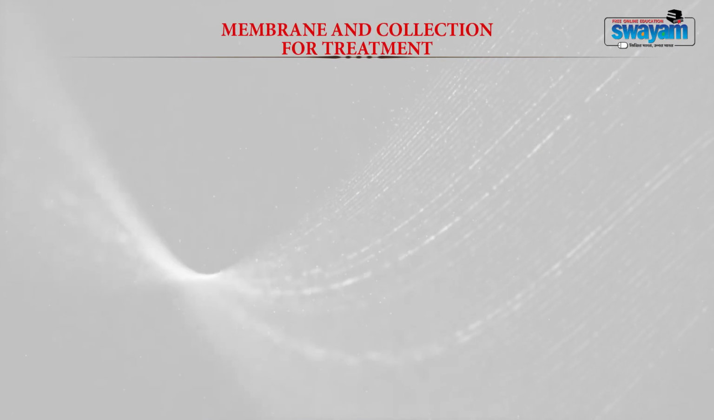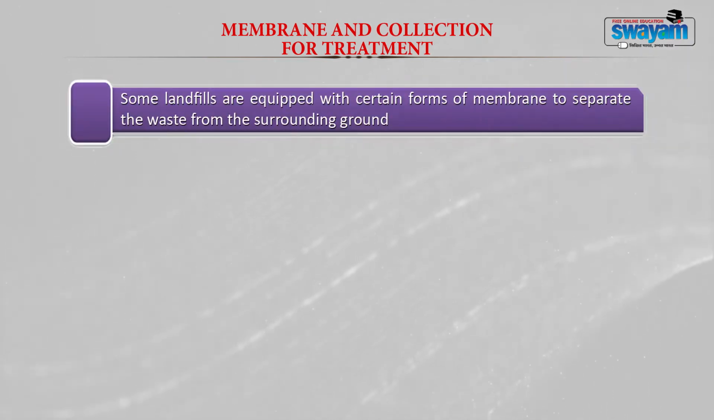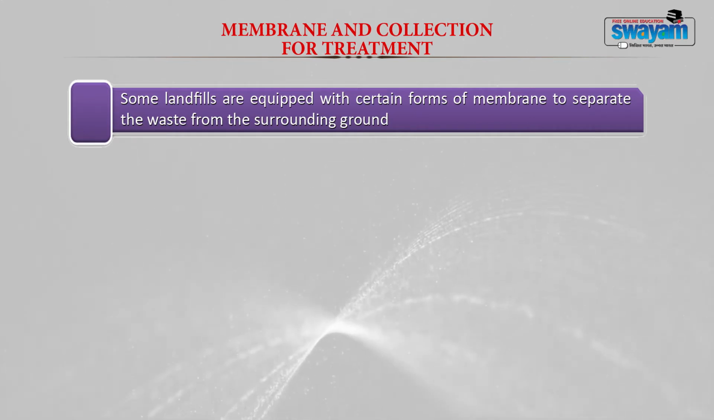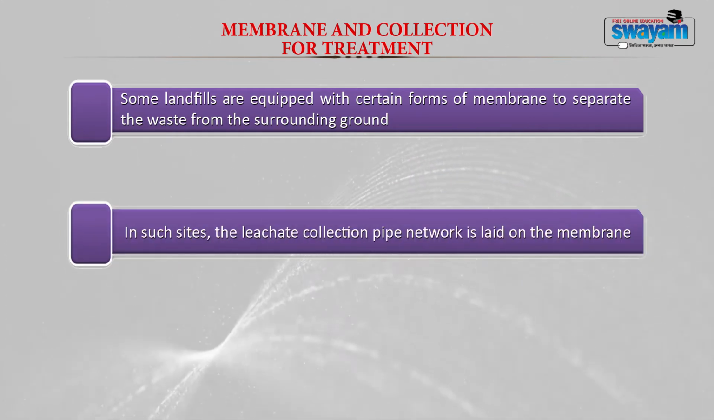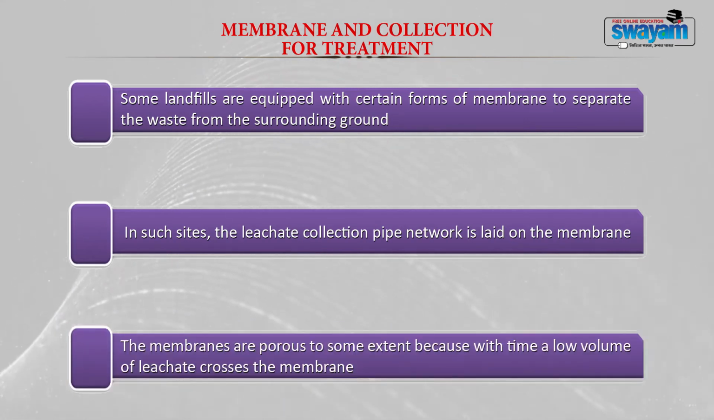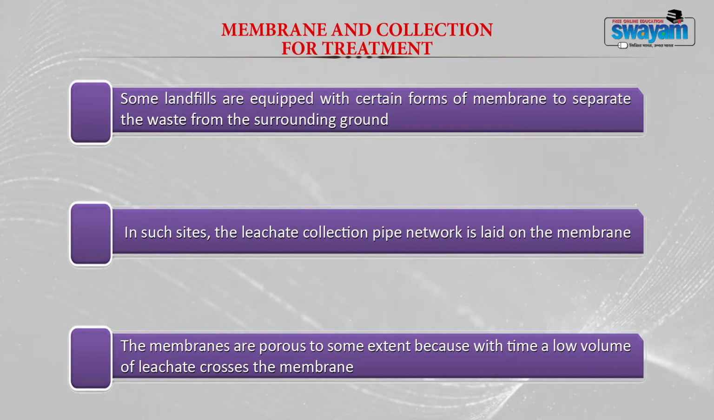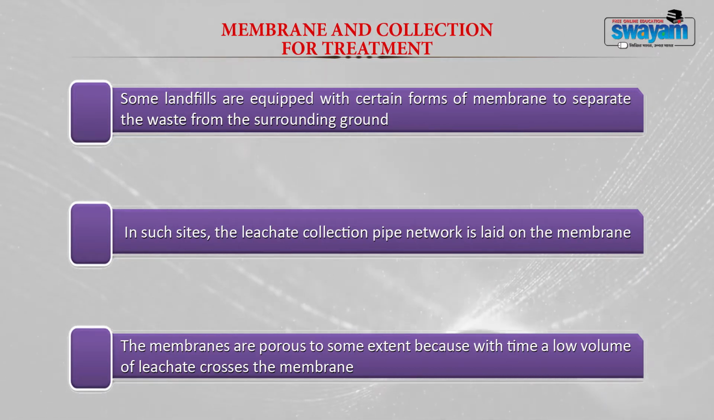Then comes your membrane, which is used as a filter. Now, some landfills are equipped with certain forms of membranes to separate the waste from the surrounding area. The leachate collection pipe network is generally laid on the membrane. The membranes are generally porous to some extent because with time a low volume of leachate crosses the membrane.